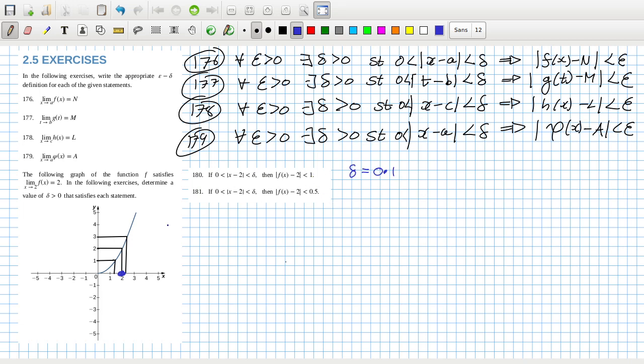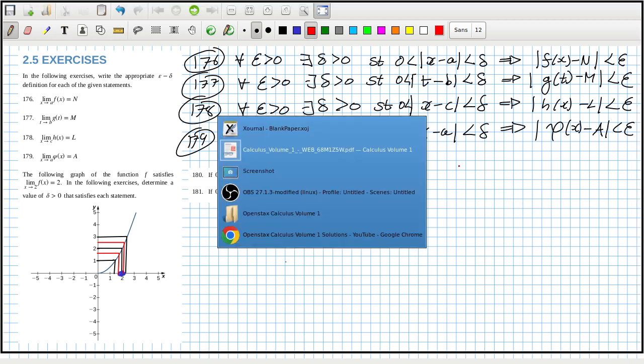And then the next one, we only want to be a half away. That's really small. And I'm going to be ridiculously conservative here and say 0.05 then. Wonder what they have at the back.